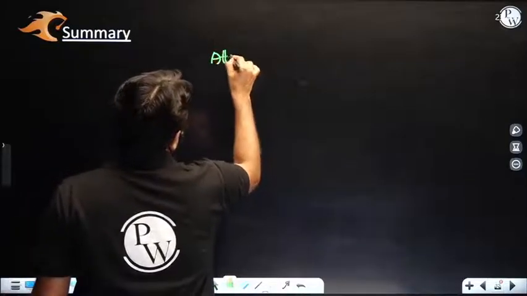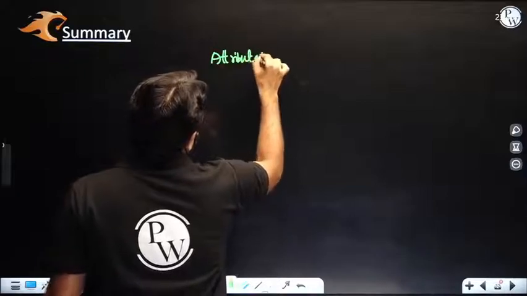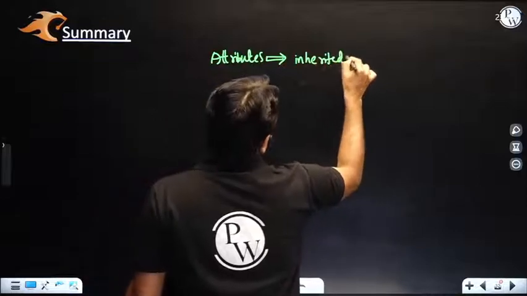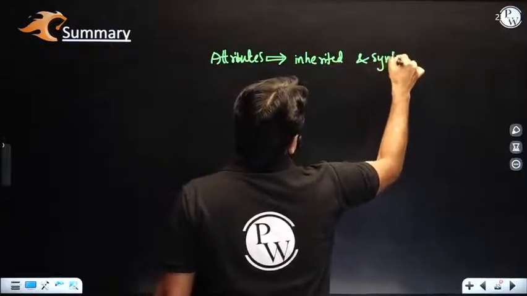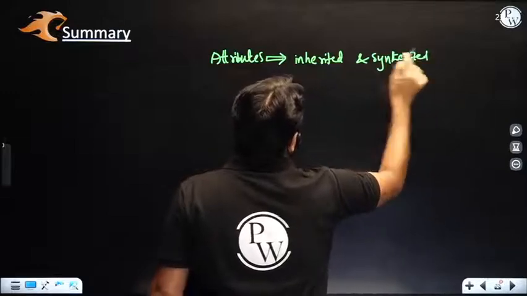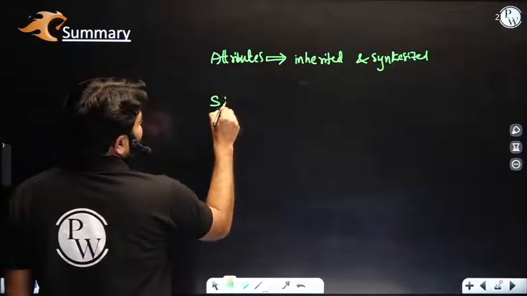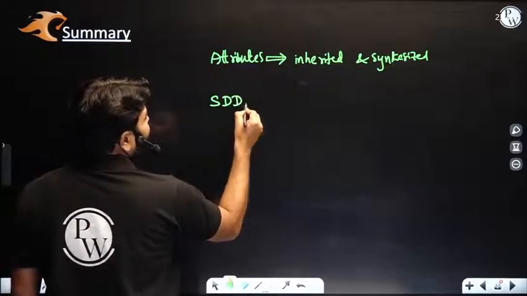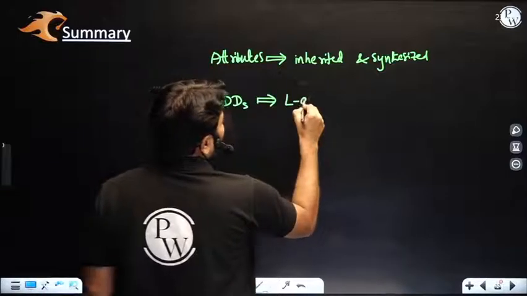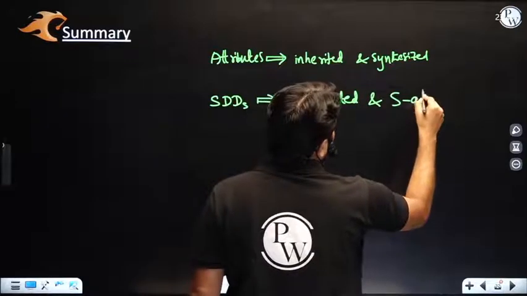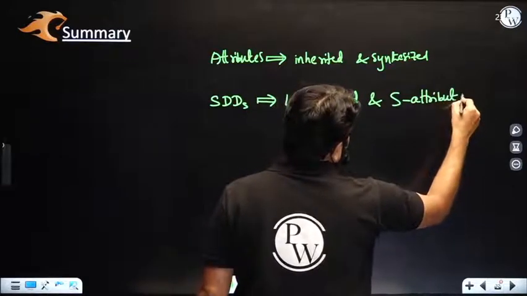So what we have done in this video, very importantly, you have learned the attributes, but directly we did not use attributes anywhere. We have used the concepts. Attributes are of two types, inherited and synthesized. They are not grammars, they are attributes. Using these concepts, we have learned the grammars like SDTs or SDDs, syntax directed definitions, which are of two types, L-attributed grammars and S-attributed grammars. Grammars or definitions, both are the same.